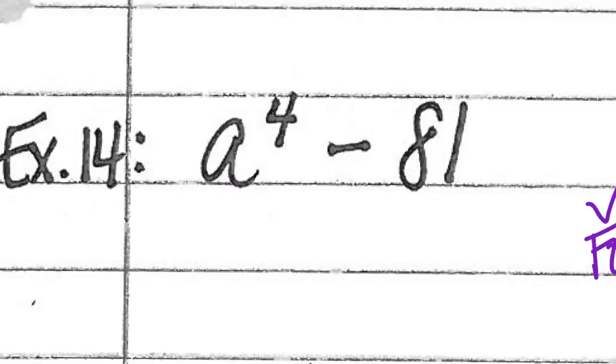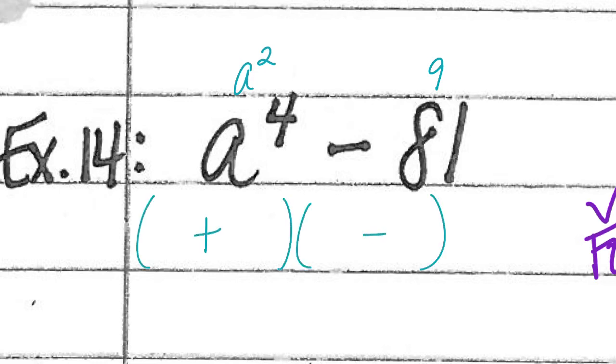All right, we got some that carry on. Let's look at a to the 4th minus 81. The perfect square of a to the 4th is a squared. The perfect square of 81 is 9. I know I need a plus and a minus. We're going to put a squared in the front, and we're going to put 9 in the back. Do you see what I see? Do you see that this a squared minus 9 can continue? The perfect square of a squared is a. The perfect square of 9 is 3.